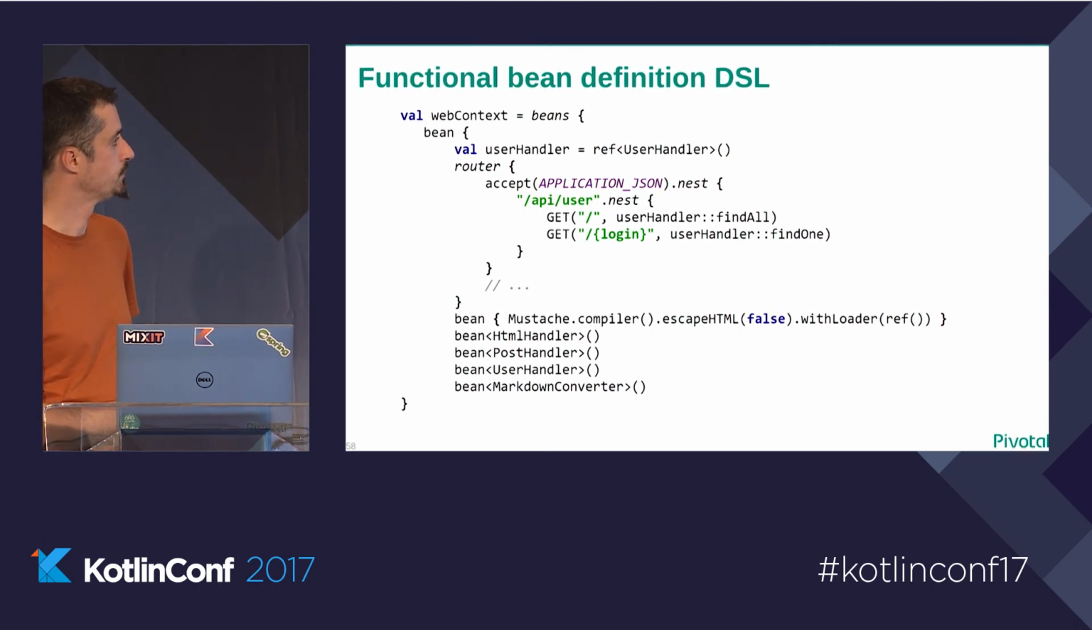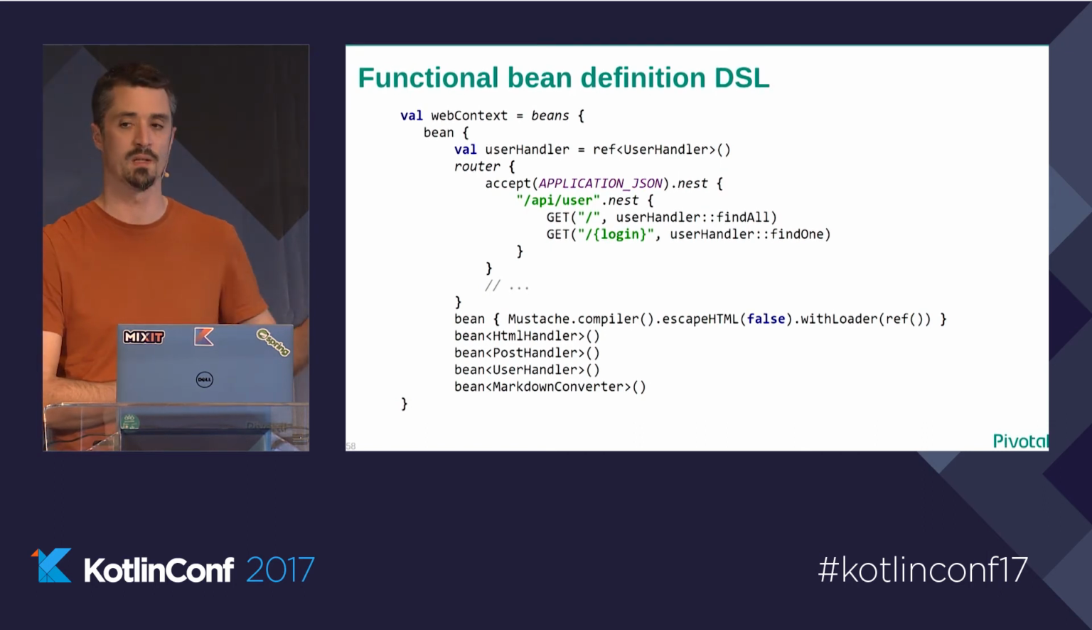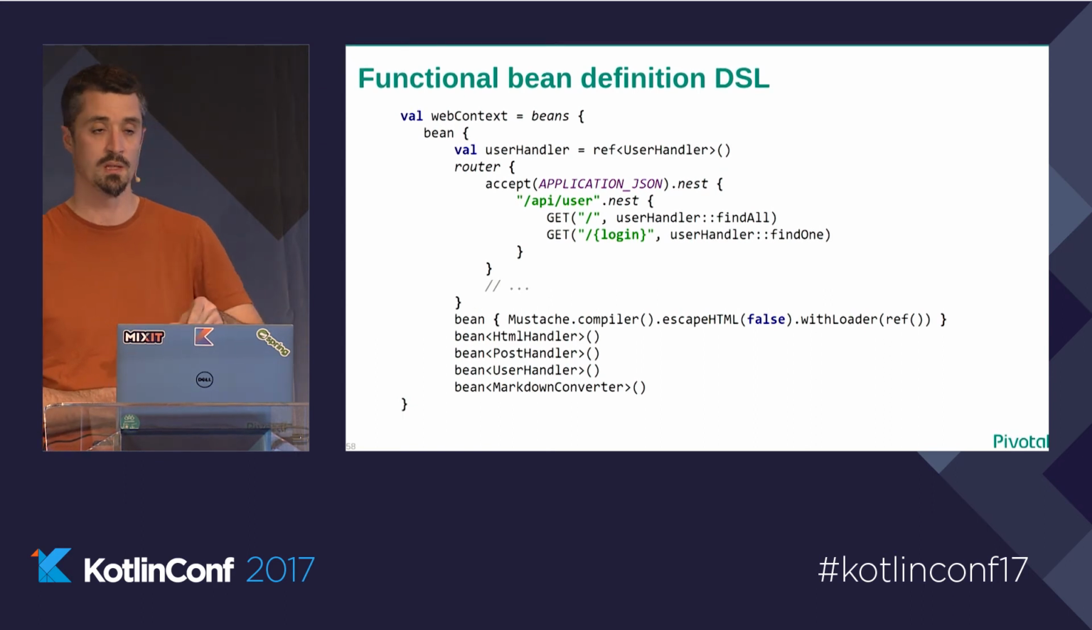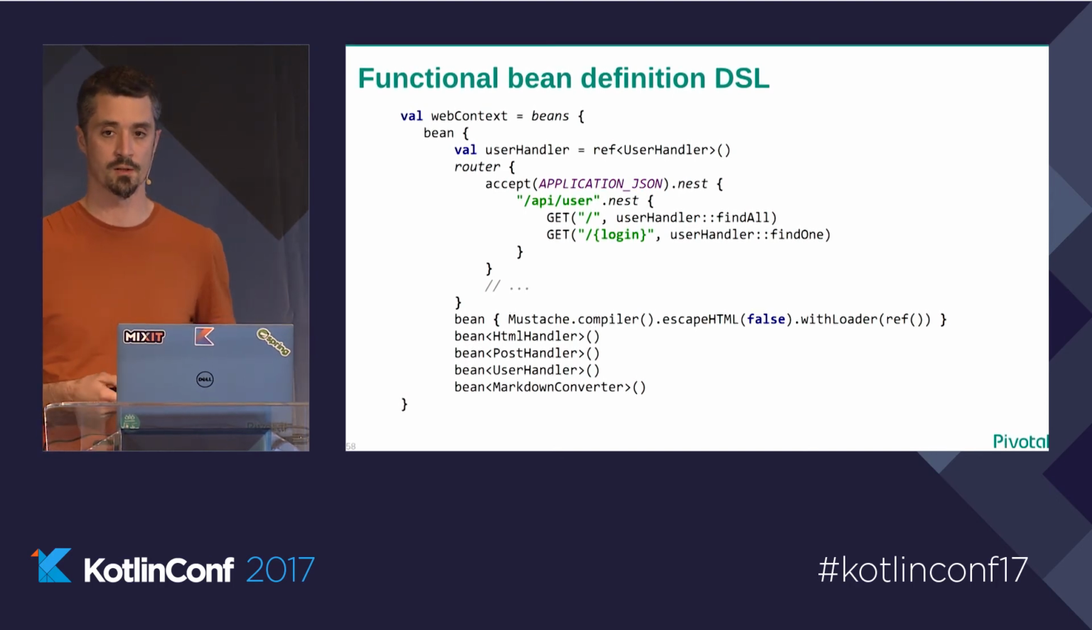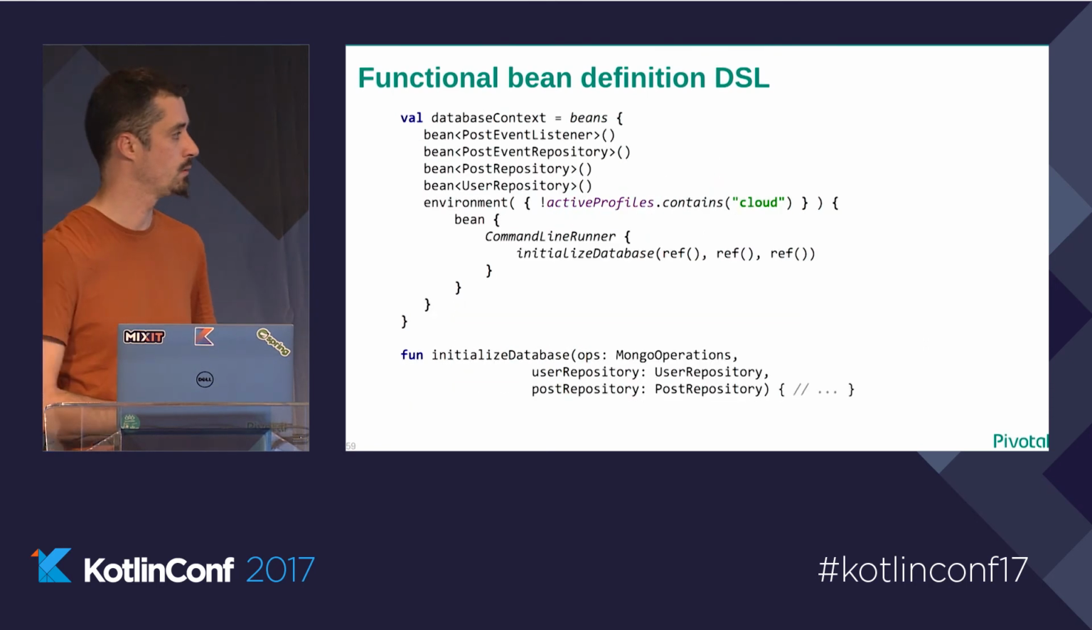And you can see that in a bean declaration, this is the equivalent of a Java config method parameter, when I have a bean A that has a dependency on the bean B. So here, for the router, I need a dependency on the user handler, and I just call ref user handler that will provide a reference to the user handler. And inside that just leverages our regular Spring infrastructure.